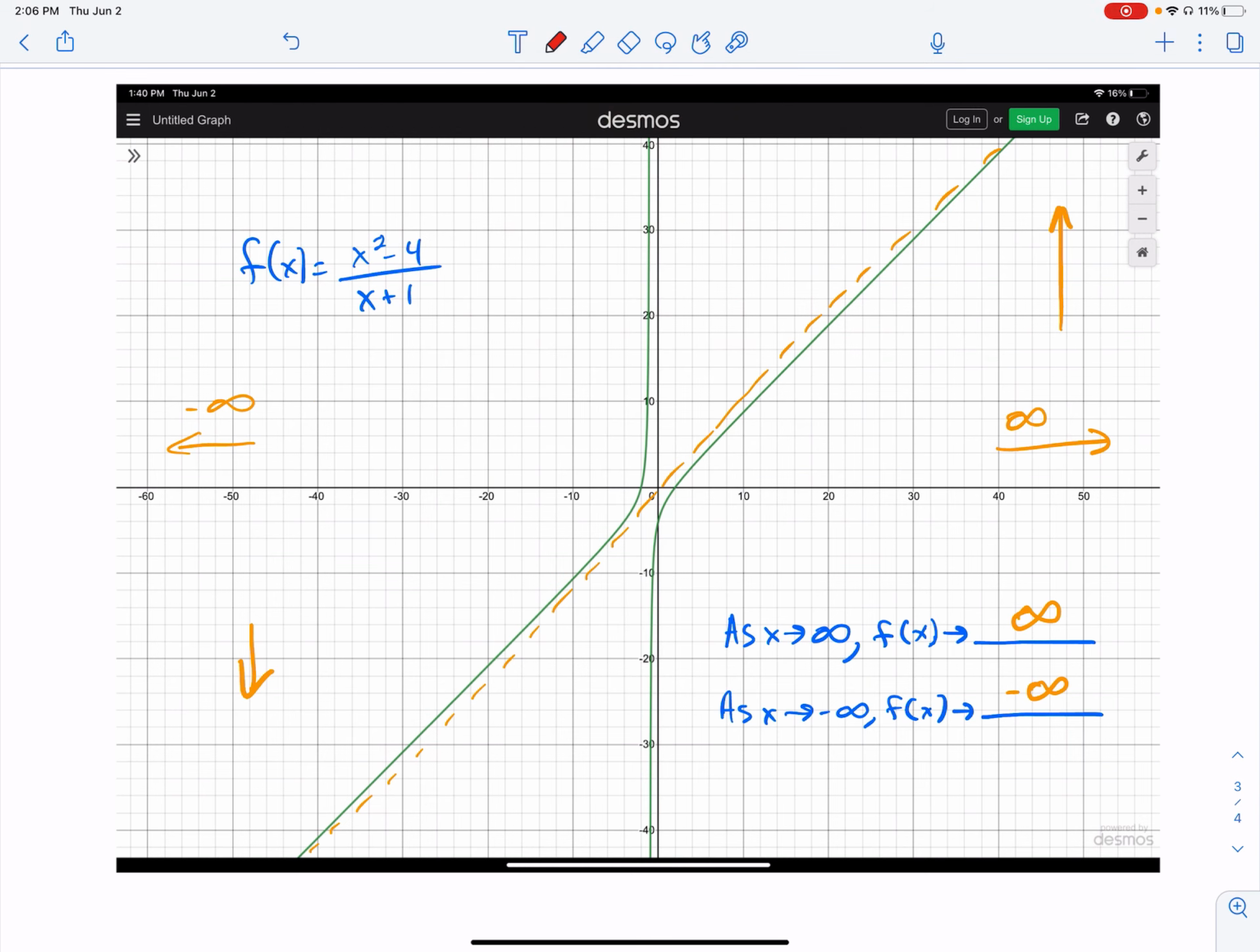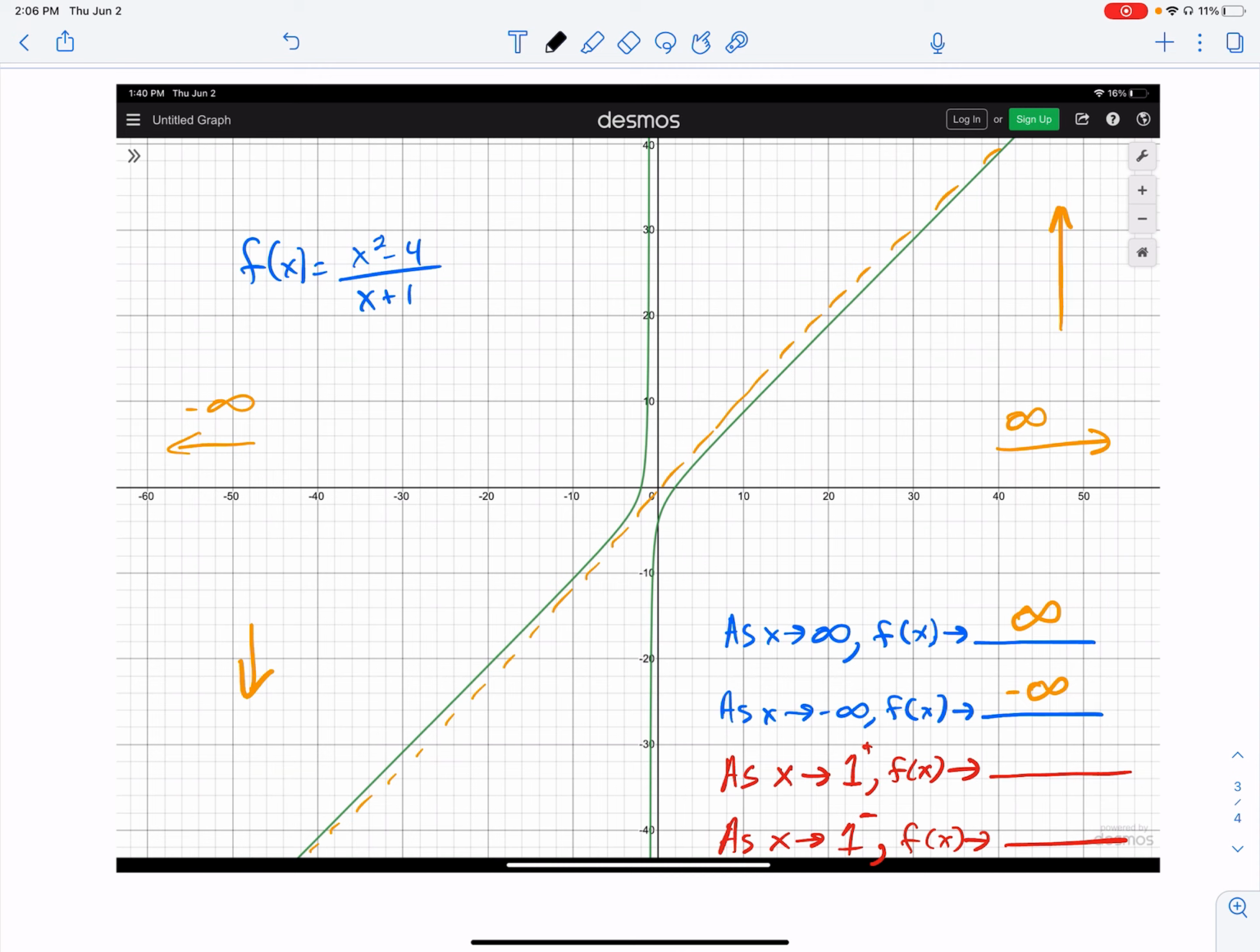Now, in the notes, there were two other statements here. One said as x goes to 1, and then it has a little plus, f of x goes to what? And then similarly, as x goes to 1, but then it has a little negative, f of x goes to what? So these two statements, we could have asked on the previous two examples, but let's just look at it on this one.